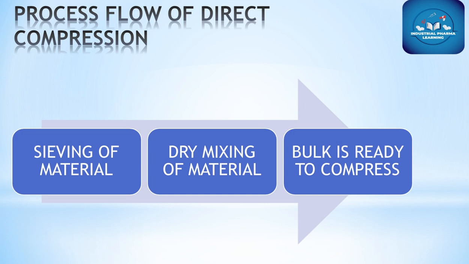So here is the process flow of direct compression. First you have to sieve all the material, the API and the excipients. The next step is dry mixing of all the material after sieving. Now this is the bulk which is ready to compress.